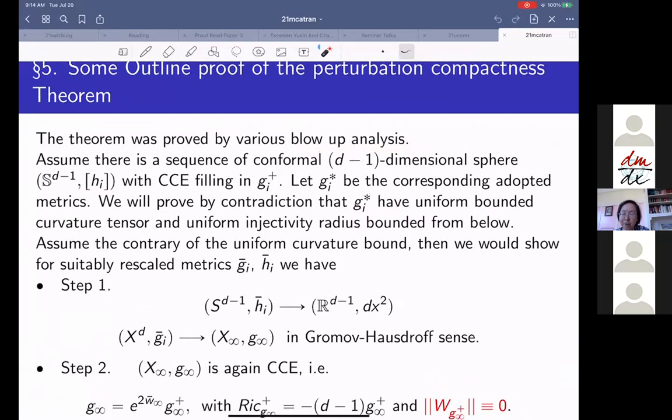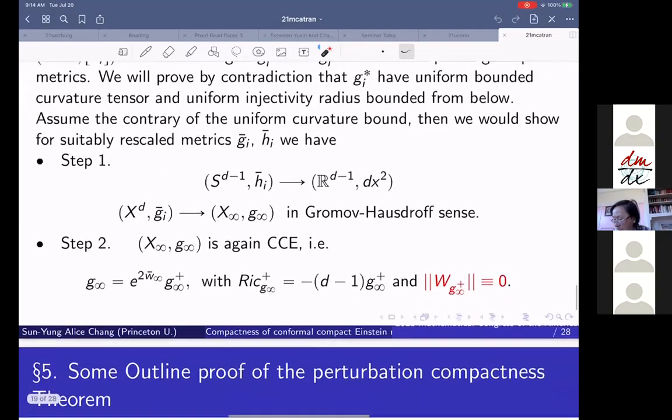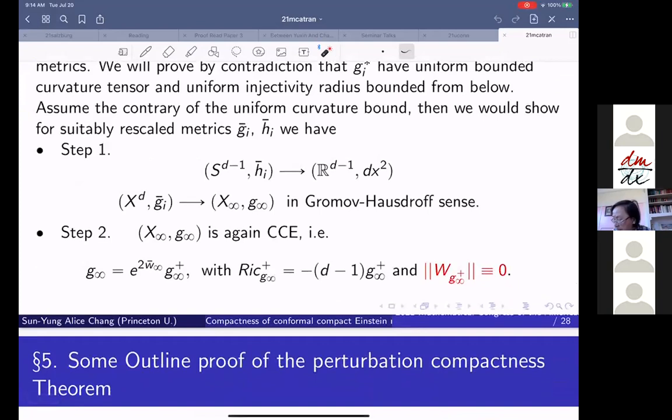Blow-up usually means you assume it's false and then you rescale. And in the rescaled metric, you show there's compactness. And then depending on what the limit of that rescaled metric is, you have some kind of Liouville theorem to reach a contradiction. That's called a blow-up argument. So what we do is the following. Suppose it's not true, assume the contrary. Suppose this sequence of metrics does not have a curvature bound.